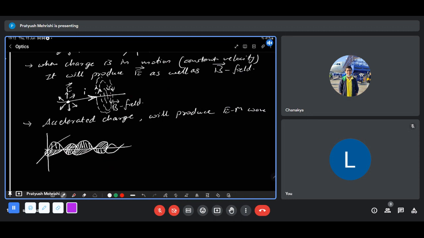Magnetic field will be produced like this. The diagram we have seen already. This is magnetic field and this is electric field, and this is the velocity of the wave.